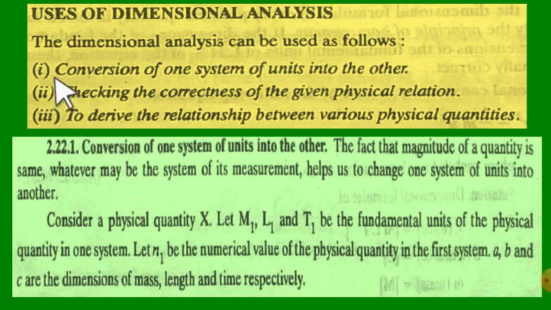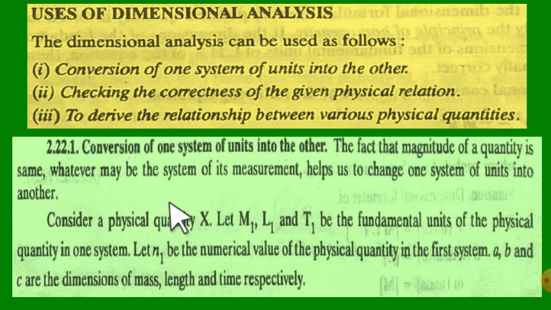Okay, so the first one, let's take up the conversion of one system of units into the other. Now the fact that the magnitude of a quantity is the same, whatever may be the system of its measurement, helps us to change one system of units into another. The magnitude will remain the same. Suppose you are going to convert the SI unit of force, Newton, into the CGS unit, dyne. Still, the force will remain the force in the case of the CGS unit also. So what happened?